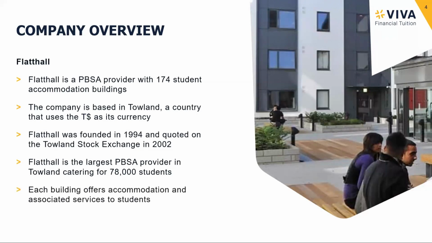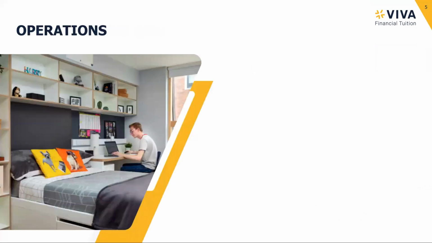The final point on this slide is that each of these buildings offers students accommodation and other associated services. So these buildings have shared space where perhaps there could be events for lots of students. These buildings have laundry facilities. And if you read around a little bit in the industry, we know that some of these buildings have swimming pools, they have gyms, they have games rooms, they have cinema rooms. So this is the kind of building we are talking about. And Flat Haul has 174 of them.